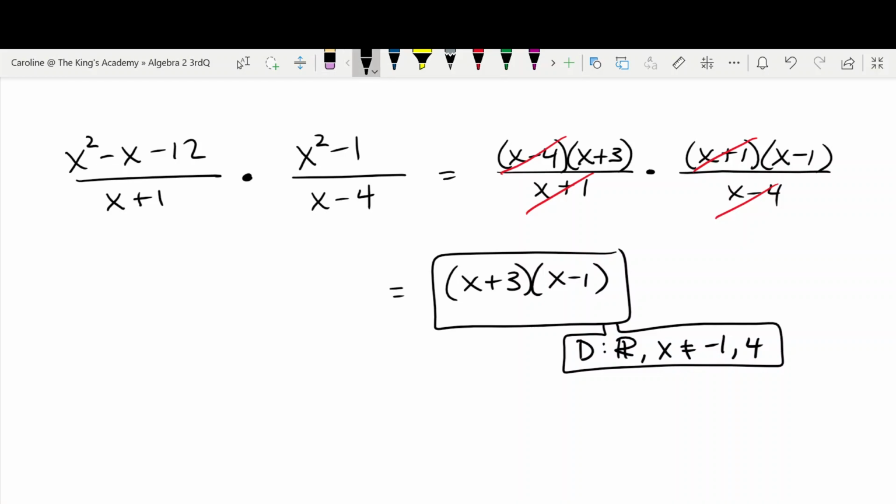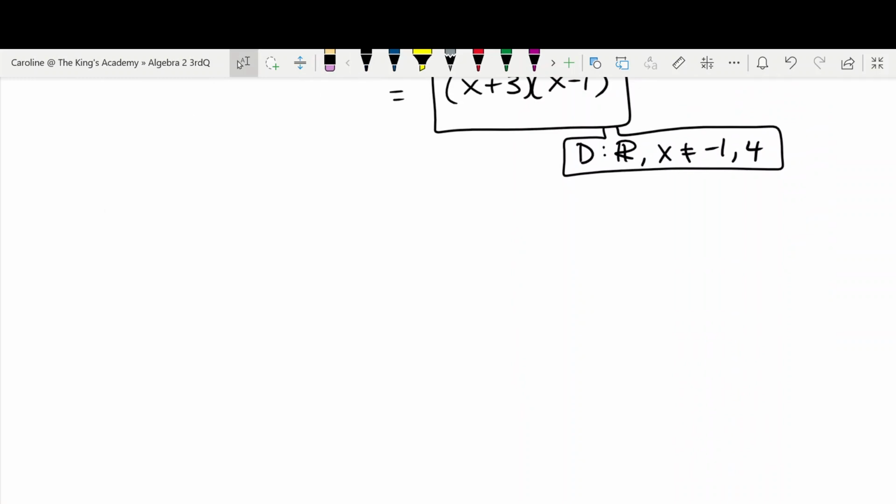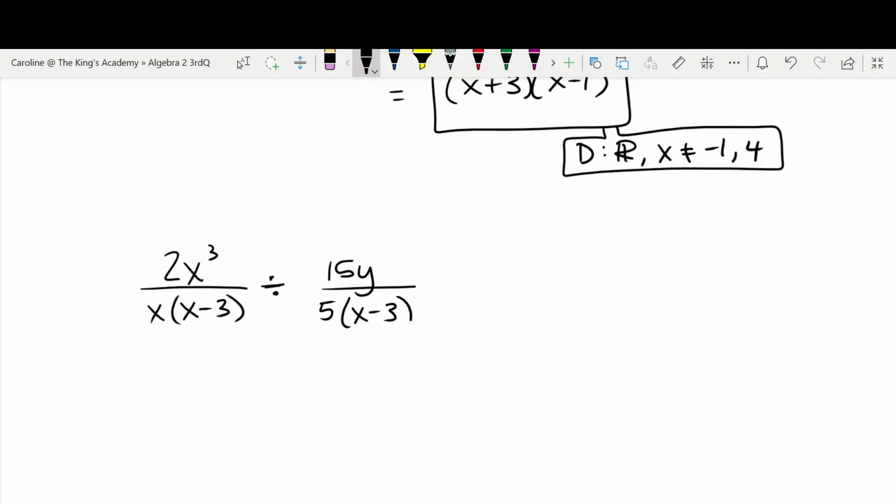And this was throwing my class today too. Ones with monomials. You guys know what monomials are? Yeah, like no plus or minus signs. It was stressing them out. So this is 2x cubed over x times x minus 3, then a division sign. And I'm going to make this, I guess we could use some y's. Let's say 15y over 5, and let's do another x minus 3.